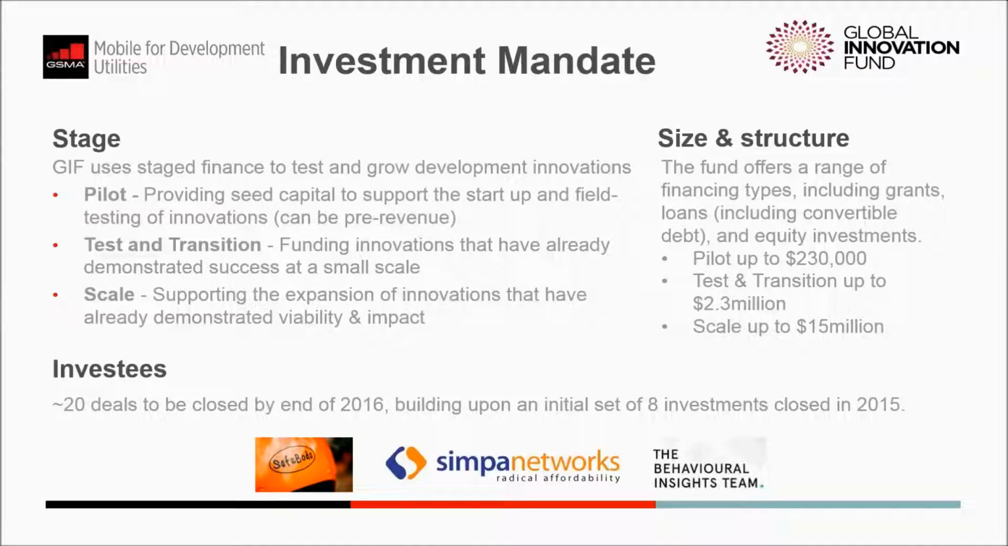GIF thinks about its investments as falling into three different stages: what we call pilots, what we call test and transition, and what we call scale. These correspond both to the amount of money that we're able to provide, but also our expectations about the relative stage of development that an organization might be in. As mentioned, we're a relatively new fund, but by the end of this year, we should be on track to have a portfolio of just under 30 deals.